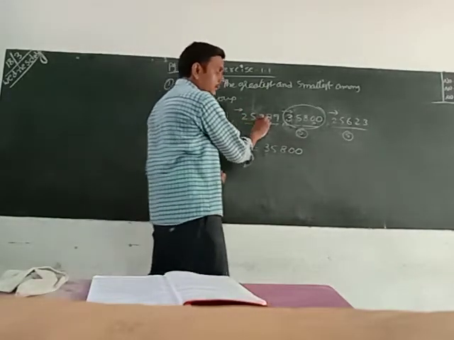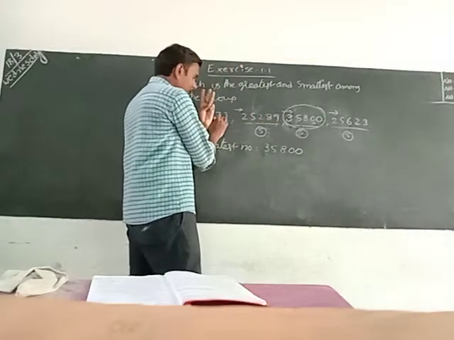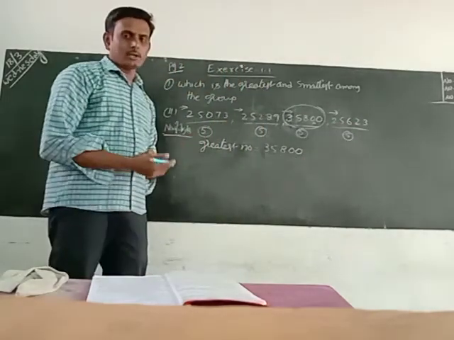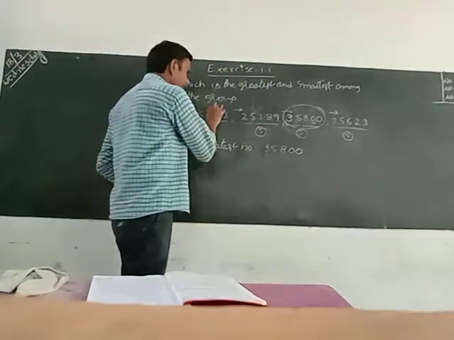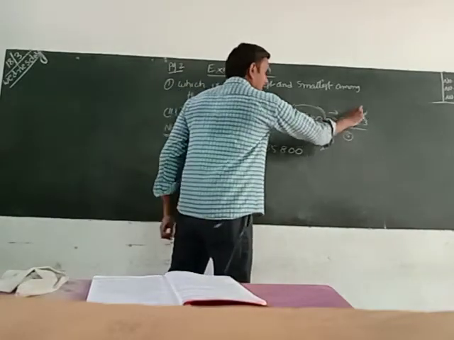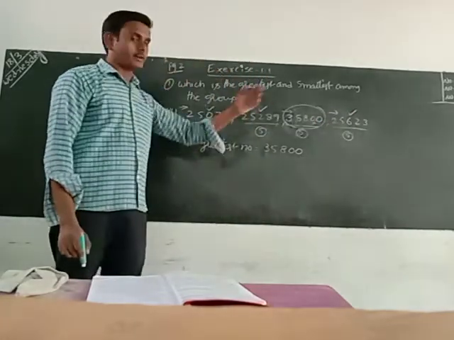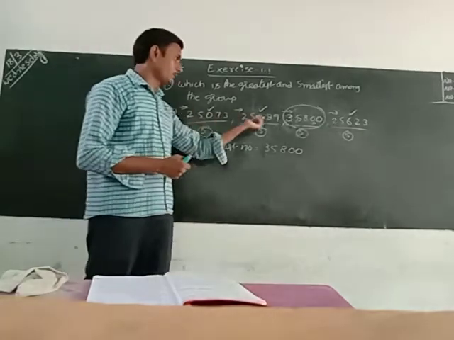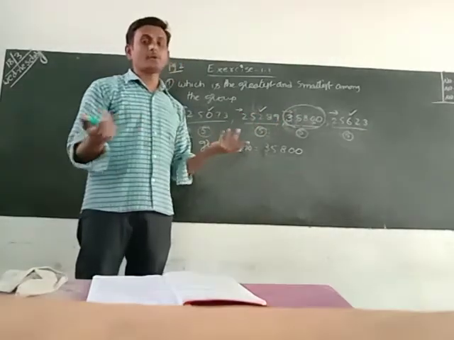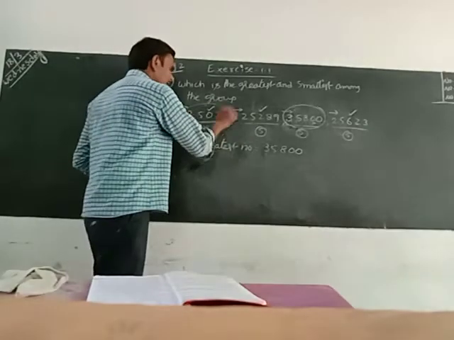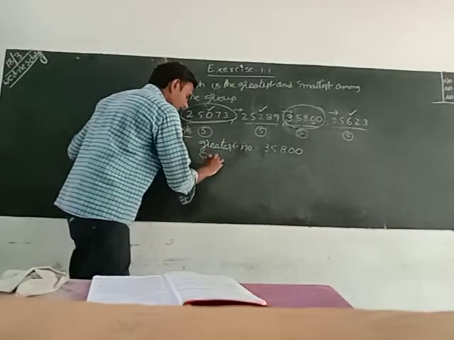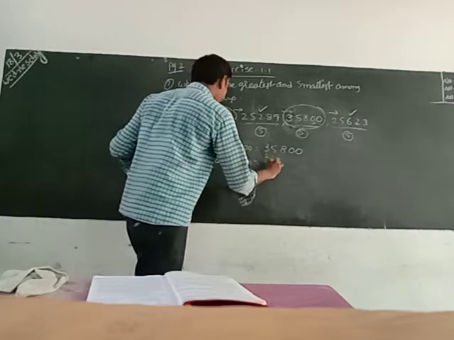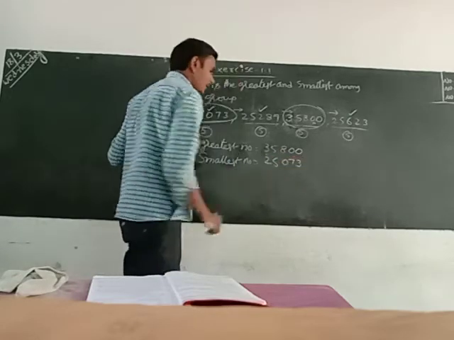Third digit I am taking. 0, 2, 6. Are 0, 2 and 6 the same? No, 0, 2, 6 are different. Which is the smaller? In these 3 digits, 0 is the smaller. So we can conclude this is the smallest. Smallest is equal to 25073.